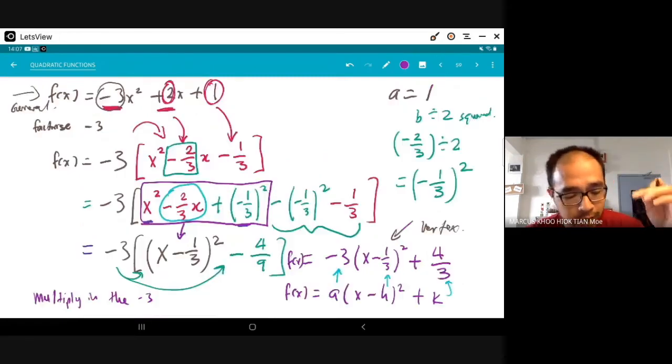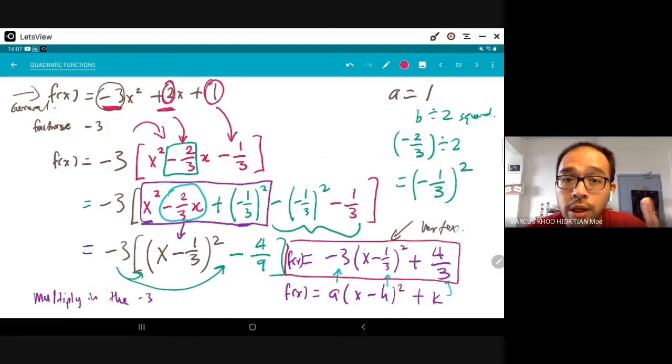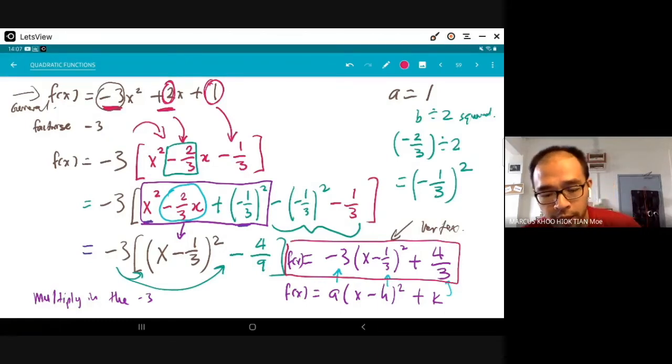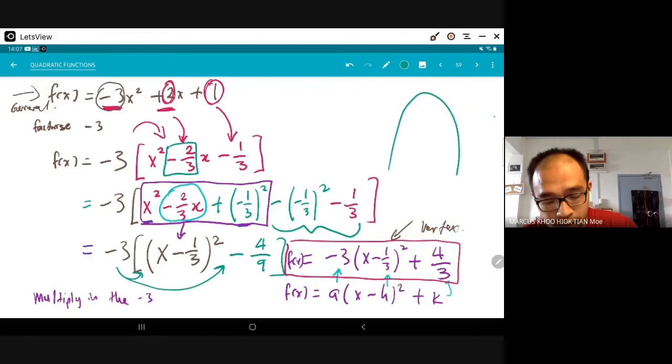Okay, let's take a look at this equation. Ini tadi, saya guna warna merah. This one. f(x) equals -3(x - 1/3) squared plus 4/3. The first question you need to ask is, is it a minimum or a maximum graph? Obviously it is a maximum graph sebab nombornya adalah negatif. Second thing, what is the vertex? Dia adalah maximum point lah.